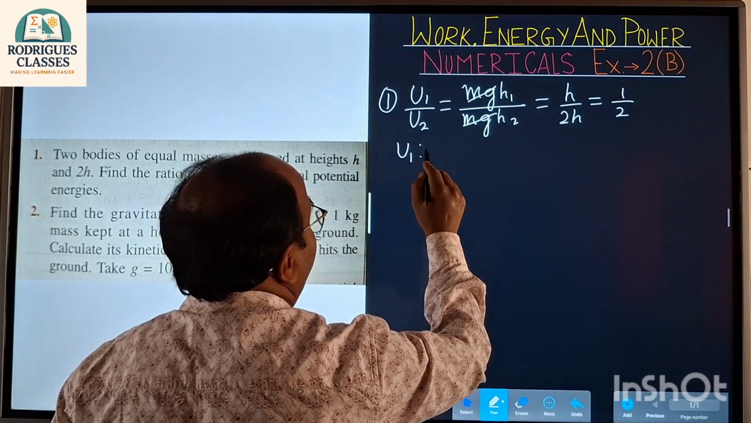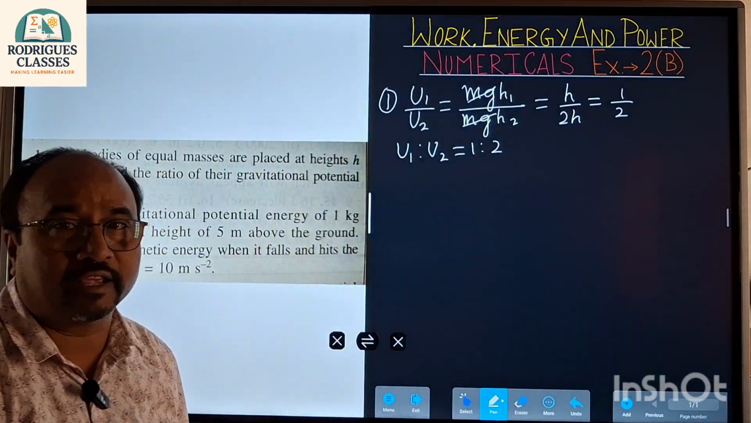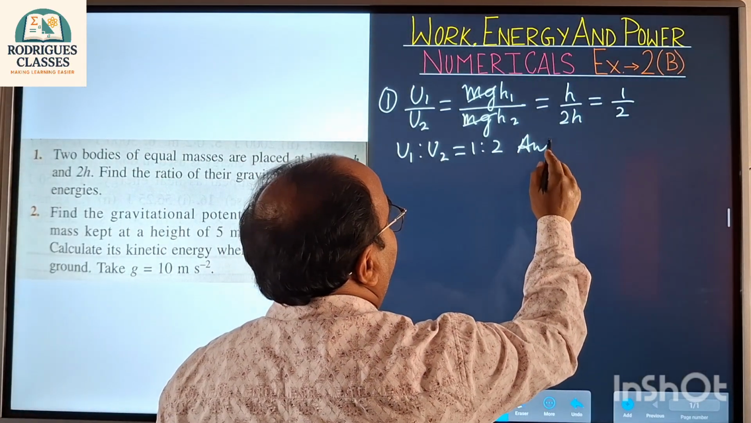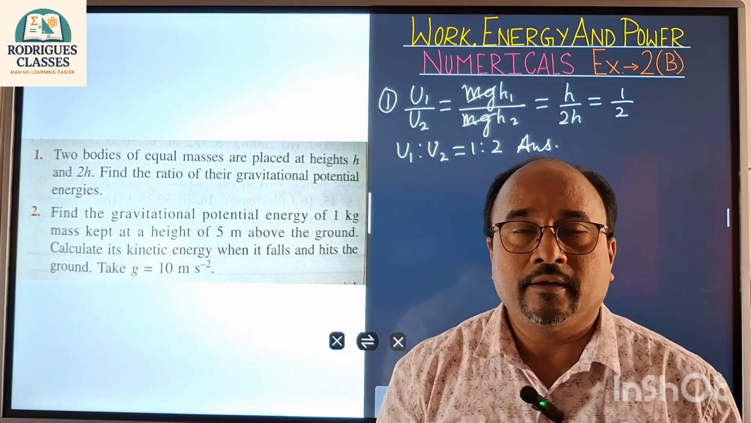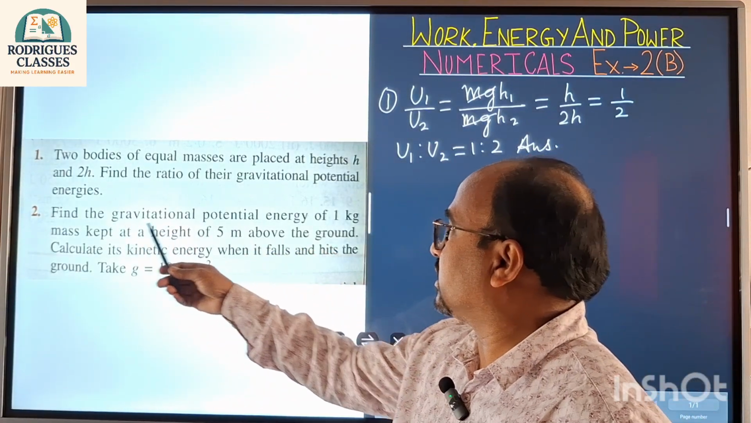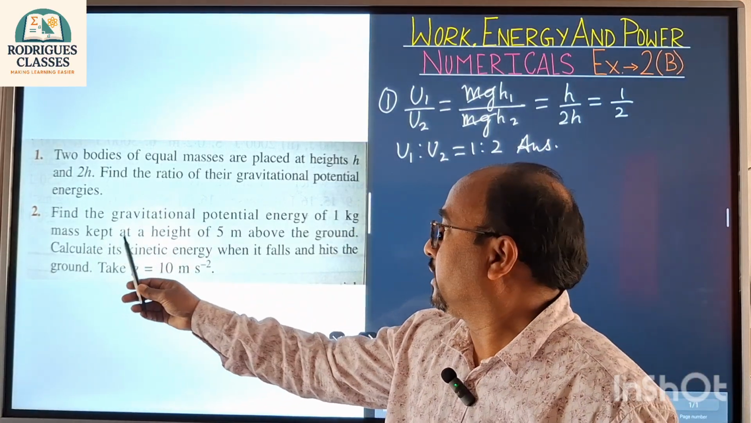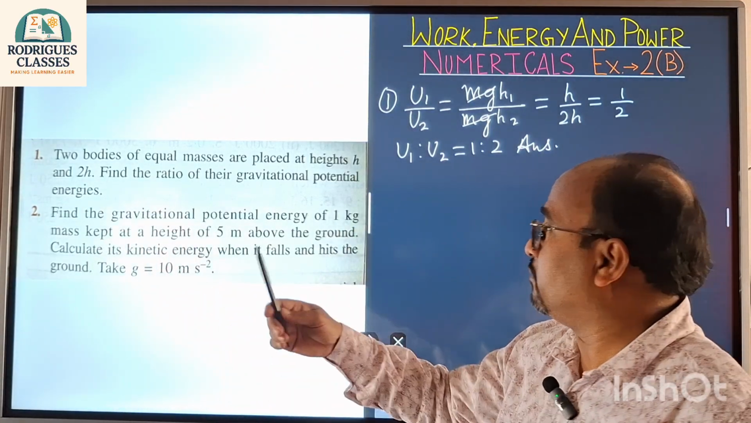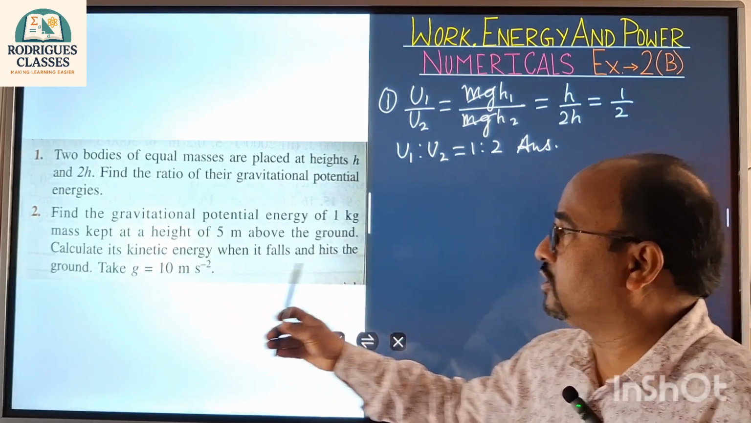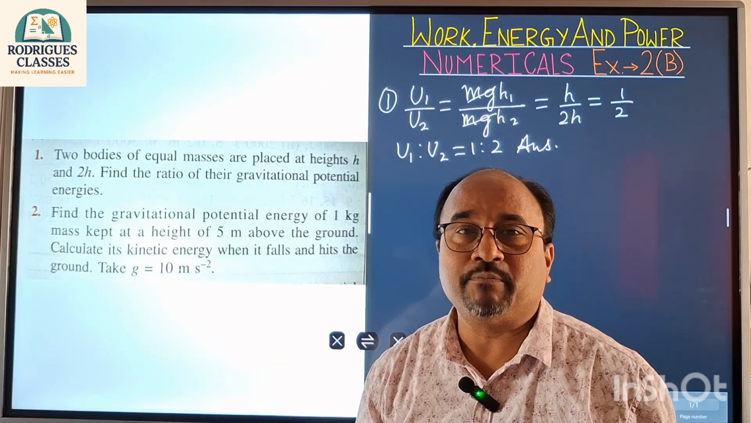So we get u1 is to u2, writing in the ratio form, which is absolutely necessary. So the answer for the first one comes as 1 is to 2. Now let us move to the second numerical, which says find the gravitational potential energy of 1 kg mass kept at a height of 5 meter above the ground, and then calculate its kinetic energy when it falls and hits the ground. And g is given as 10 meter per second square.